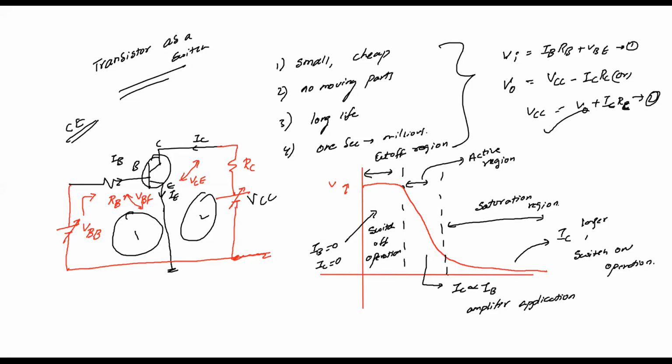Okay, so I'll see the next one. Next one, transistor as an amplifier. Transistor as an amplifier. So an amplifier is where signals are being transmitted.